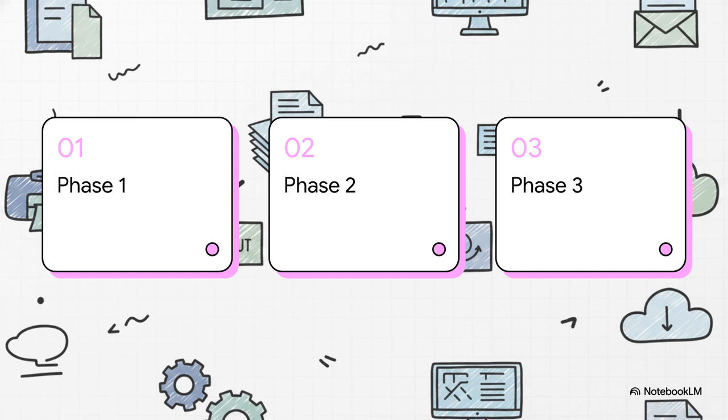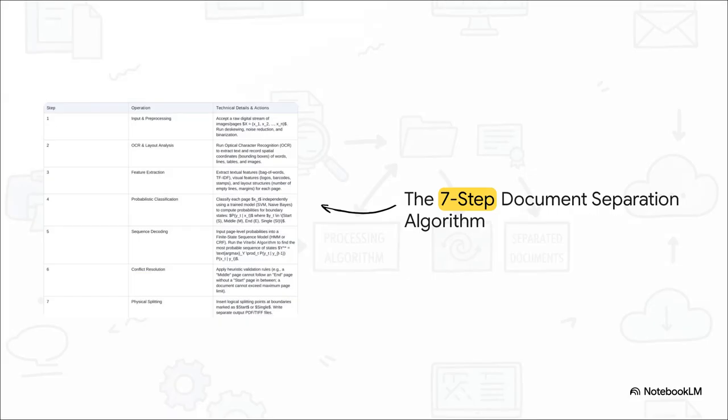We'll look at the document separation problem, move into pre-processing and extraction for steps 1 through 3, hit probabilistic classification in step 4, tackle sequence decoding in step 5, and finish up with conflict resolution and splitting in steps 6 and 7. This complete 7-step algorithmic roadmap is exactly how we transform a raw digital stream into neatly structured files. It moves logically from basic input in OCR all the way down to physical splitting. We're going to break down each of these algorithmic steps in detail so you can see exactly how a computer tackles this massive organizational challenge.